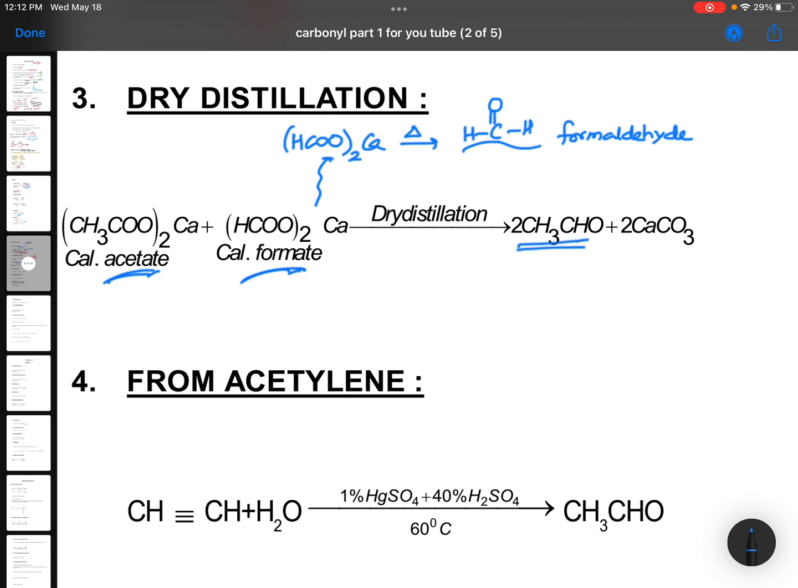So this is interesting. Dry distillation is nothing but heating. You are just heating. If you take only calcium acetate, you will get acetone. You will get acetone if you are using only calcium acetate. If you are using a mixture, calcium formate and calcium acetate, you will get aldehydes. And if you use only calcium formate, you will get formaldehyde. This is also one very important point to be noted.